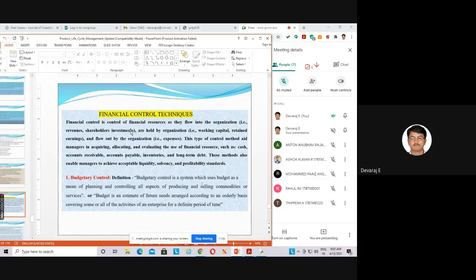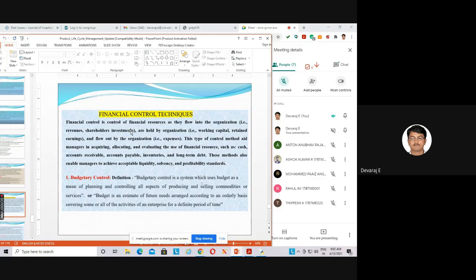There is revenue, shareholders, investment. Revenue is nothing but the profit the company gets. What is the investment money? What investment have they made for that product? After selling, how much revenue and profit did they get? Then shareholder investment: a shareholder is someone who invests money in the company, and for that investment you get back some amount. Like if you hold 30% of the shares in the company, then you will get 30% of the total profit they get.